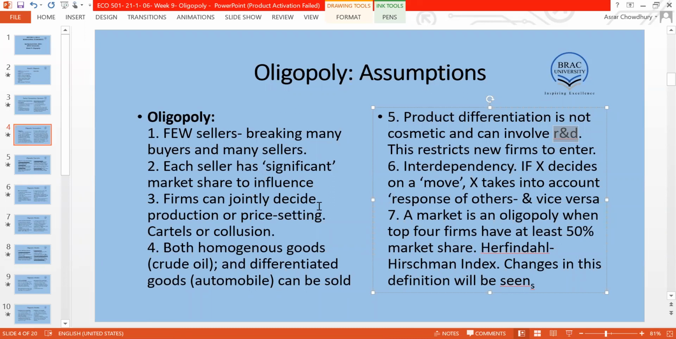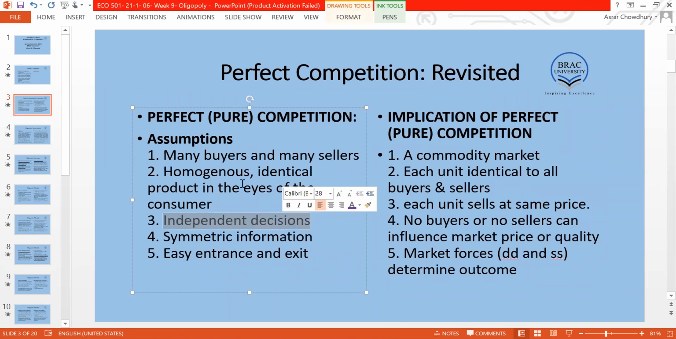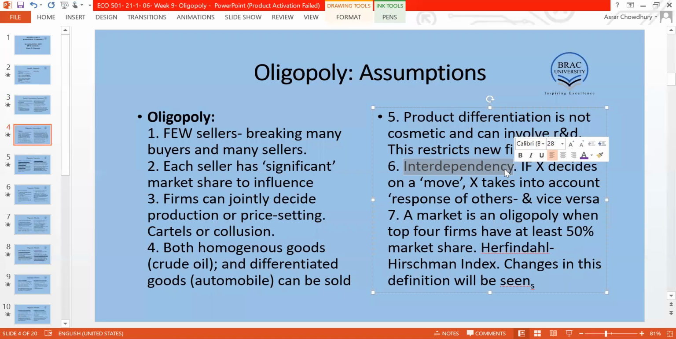Okay, this is the thing that we said, under perfect competition, we had independent decisions. How did we define independent decisions? My decision does not influence yours. The vice versa is also true. Your decision does not influence mine. So when we introduce the word interdependent, what does that mean? It means two things.